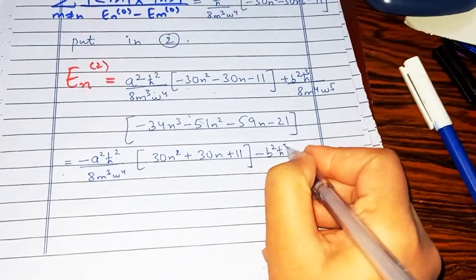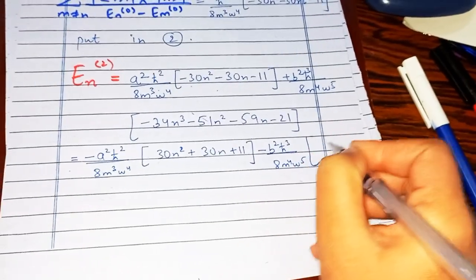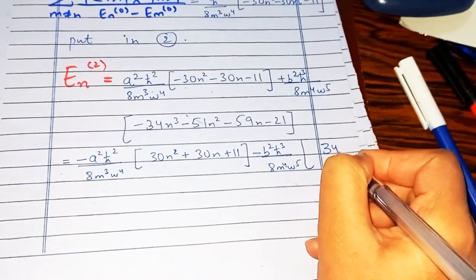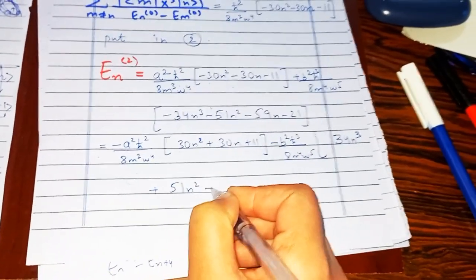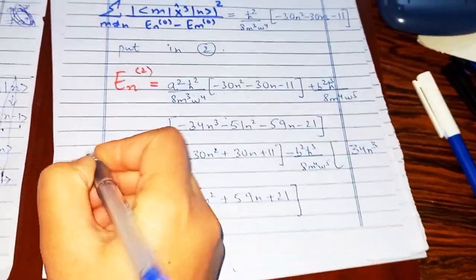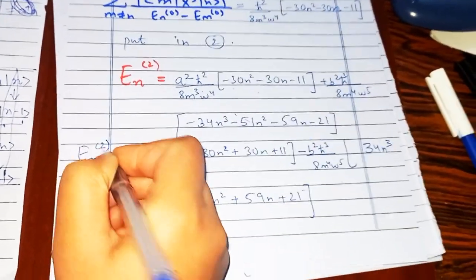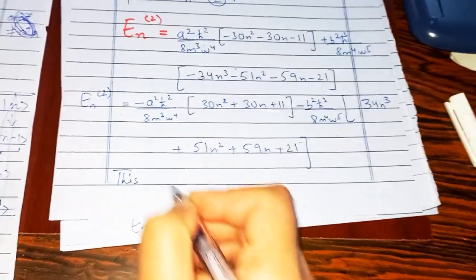So b square h cut cube by 8m 4 omega 5, bracket starts, first is 34n cube plus 51n square plus 59n plus 21. So that is the second order energy correction for the nth state of linear harmonic oscillator.